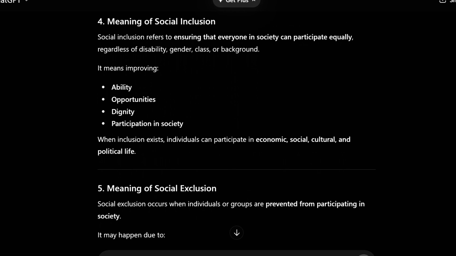4. Meaning of social inclusion. Social inclusion refers to ensuring that everyone in society can participate equally, regardless of disability, gender, class, or background. It means improving ability, opportunities, dignity, and participation in society. When inclusion exists, individuals can participate in economic, social, cultural, and political life.